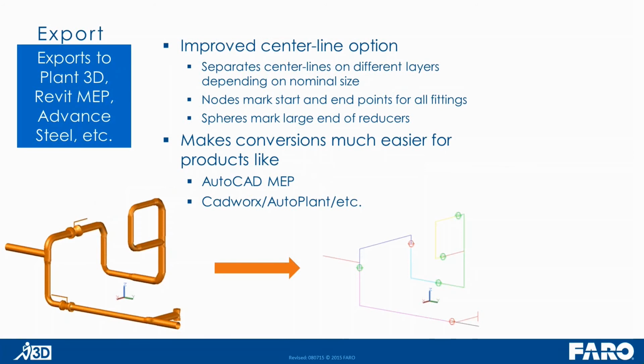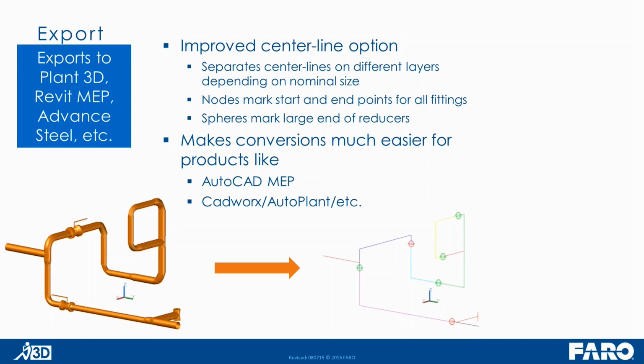So this is the difference between what we call simple center lines. Now the simple center lines is what you had before. It's a single center line. You did have nodes placed for start and end points for all your objects, but the workflow to get into products like AutoCAD MEP, CADWorks, AutoPlan, etc., was not that good. It was very cumbersome. Anytime there was a reduction, the user had to know that, and then had to either break the line or take a different route.